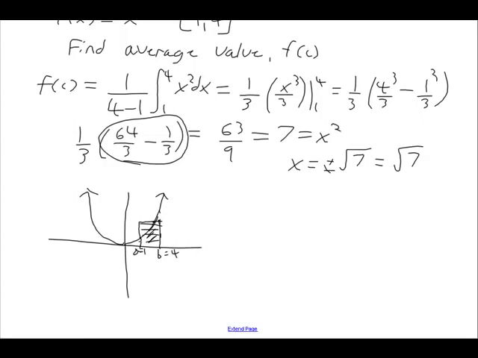So this is simply using integrals and using our mean value theorem. By dividing out the b minus a, we can easily find the average value of a function, which can be quite useful in several different applications.